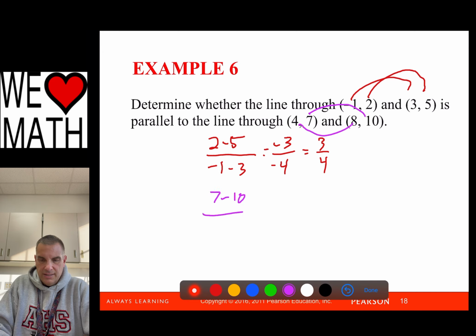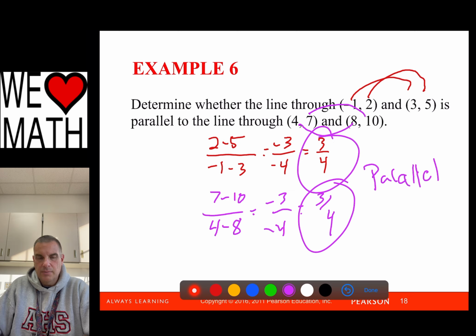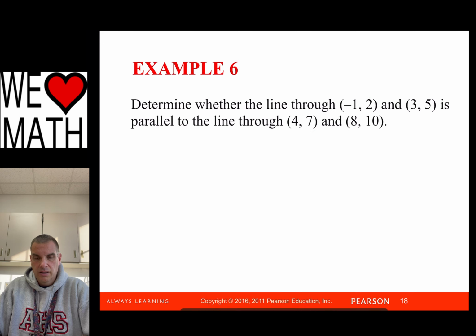4 minus 8. Negative 3 over negative 4, which is 3/4. They have the same slope. That's 3/4. So these two lines are parallel. They have the same slope. They have the same slope. Sun went behind the thing. They have the same slope. They are parallel to each other.